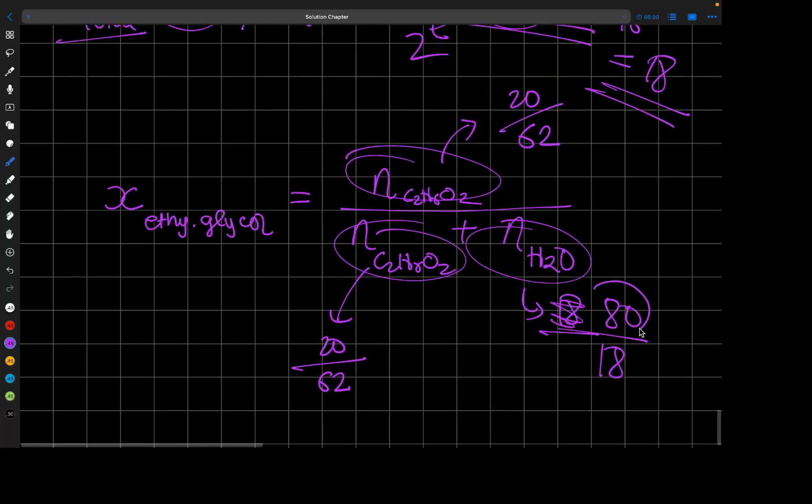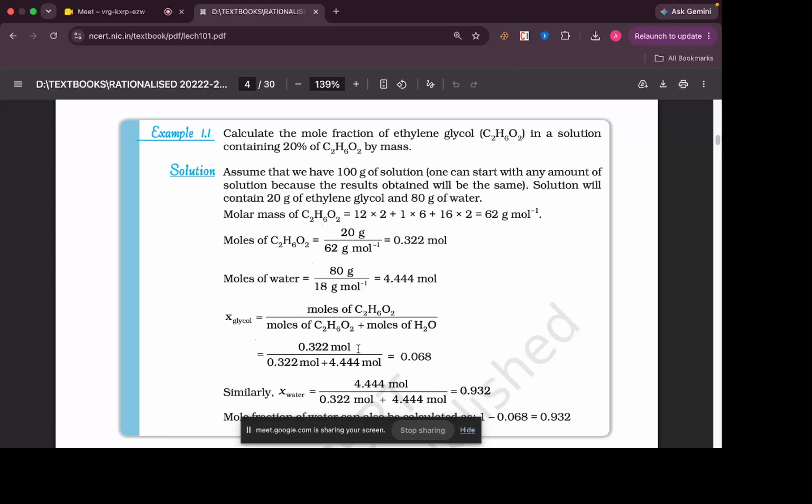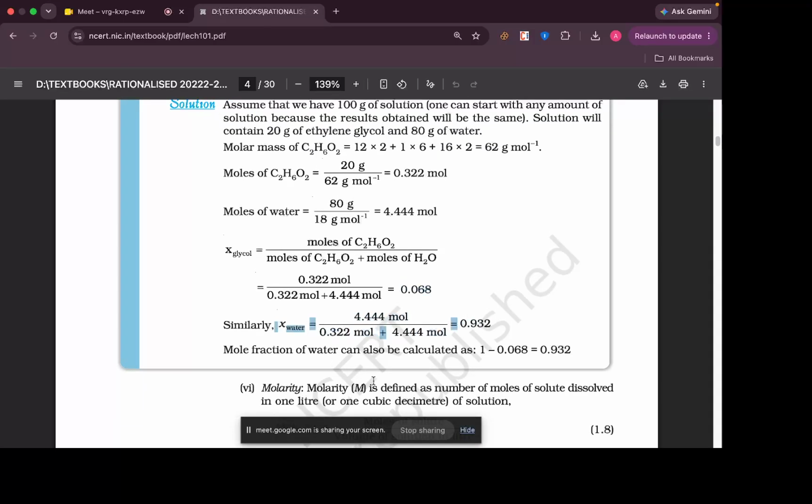So you have to keep the mass in the numerator, and its molar mass you have to keep as the denominator. Then only you will divide, obviously, and then only you will get your moles. Just put it here and you will get your easy answer, which is 0.068. That's it. If they ask you the mole fraction of water, how will you find it? Tell me, Anaya. If you are at this step, 0.068, and they ask you in the second question to find the mole fraction of water, how will you find it?